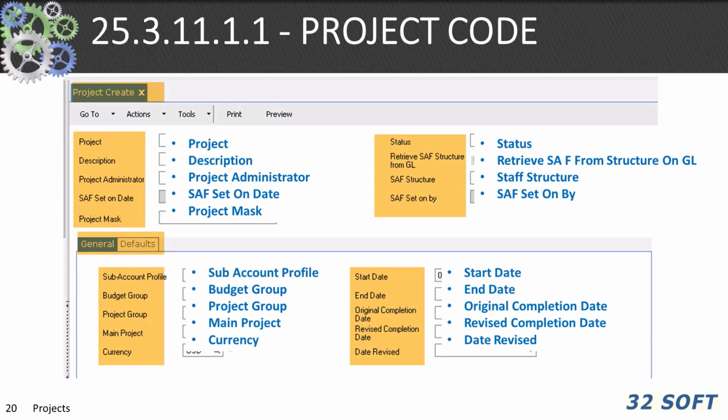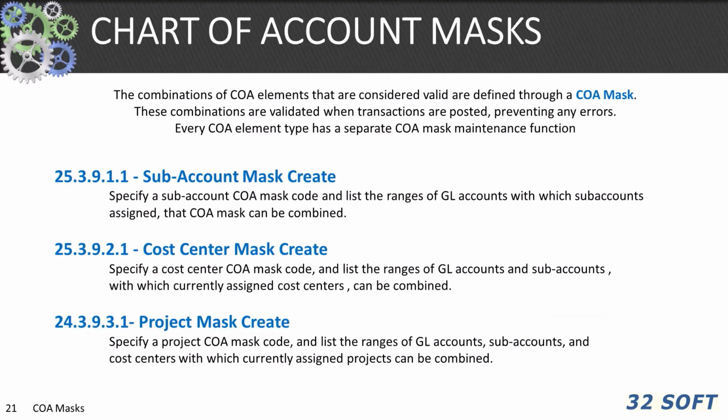Combinations of chart of account elements that are considered valid are defined through COA mask functionality. These combinations are validated when transactions are posted, thus preventing reporting errors. Every COA element type has a separate COA mask maintenance function.